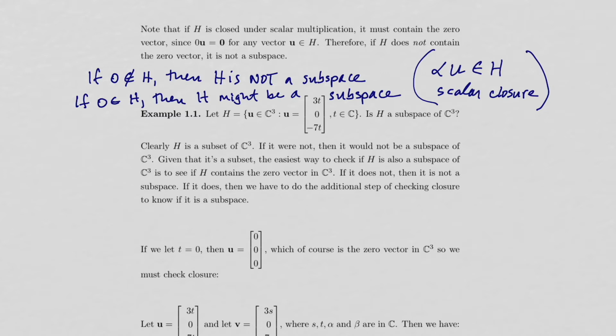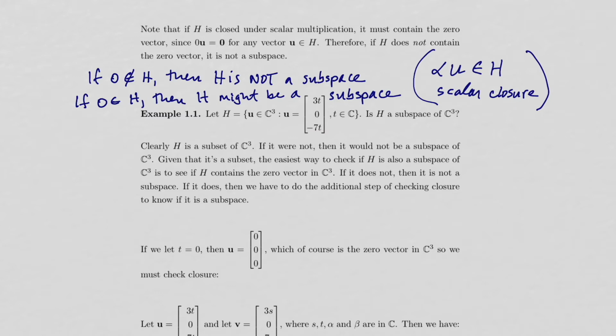So here's an example. Let H be the set of vectors u in C3, such that u is equal to (3t, 0, minus 7t), where t is just a complex number. And we want to know, is H a subspace of C3? Well, clearly it's a subset of C3 because it's defined to be vectors in C3. So now we need to check closure. But first, we can check to see if the 0 vector in C3 is in this set H, because if it's not, then we're done. We know that H is not a subspace.